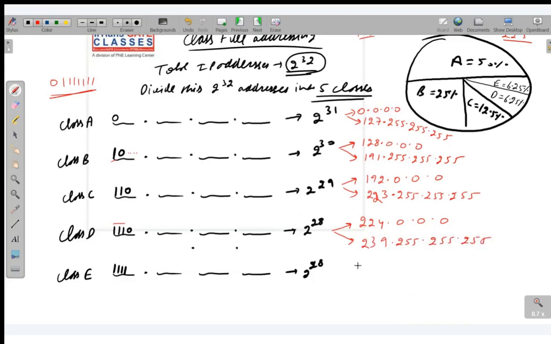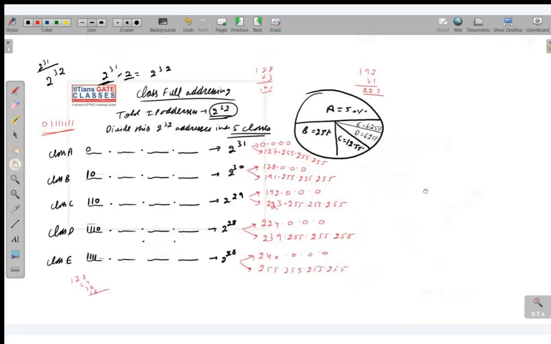No, sir. Okay. So the last class, class E, from where will we start? 4 ones, continuous 4 ones. Continuous 4 ones is 128, 64, 32 and 16. You add them. I will simply say 239 plus 1, it will be 240. .0. Until what point will we go? All ones. So here all ones, here all ones. So it will be 255. .255. .255. .255. Any doubt? No, sir. Okay.